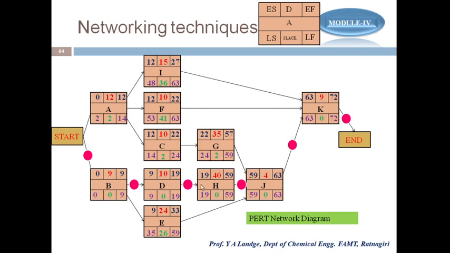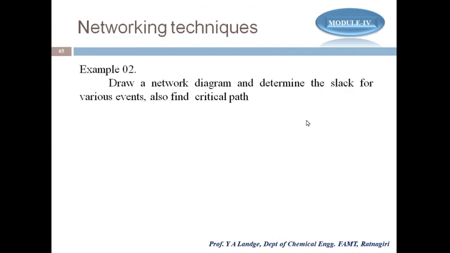Similarly for D, it is very important for H to be completed. Similarly B is again very important. So this is what we call the maximum time required for completion of the project, and we have to continuously monitor these activities. So this is the critical path. You can see that B, D, H, J and K are the critical path.